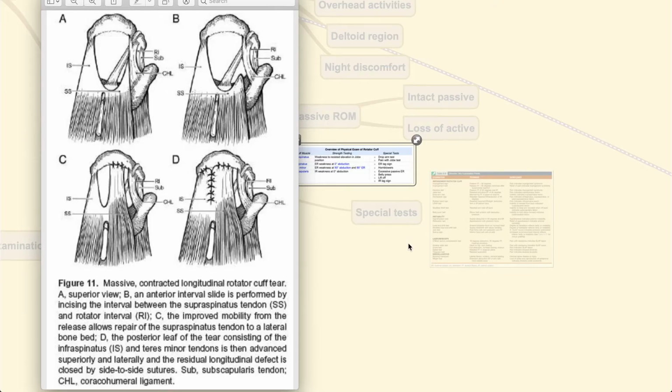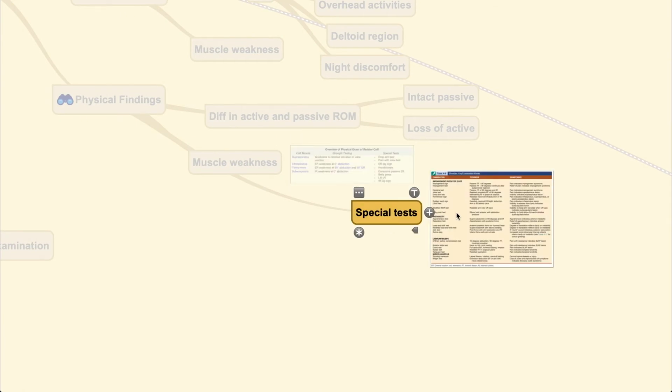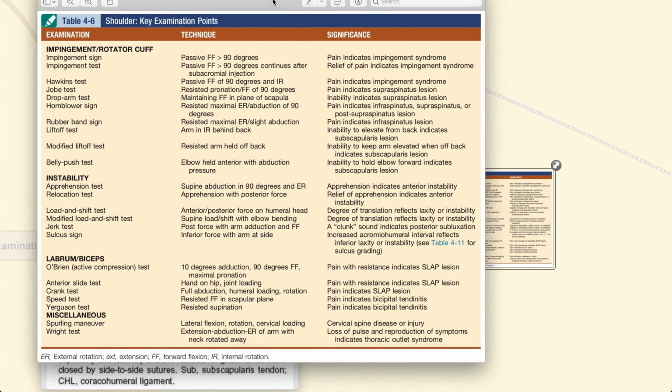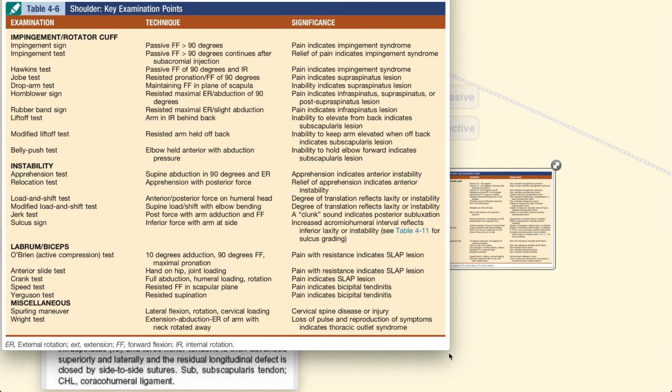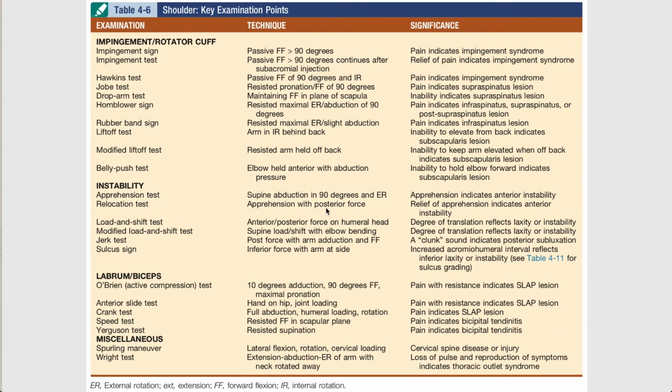And next, afterwards, you need to know all sorts of special tests that are being done, because a complete physical exam of the shoulder does not only include the rotator cuff. As you can see here, based on this table, a good shoulder physical examination should include examination of any signs of impingement or rotator cuff, but also at the same time you need to evaluate for any signs of instability or any pathology at other sites such as the labrum or the biceps.